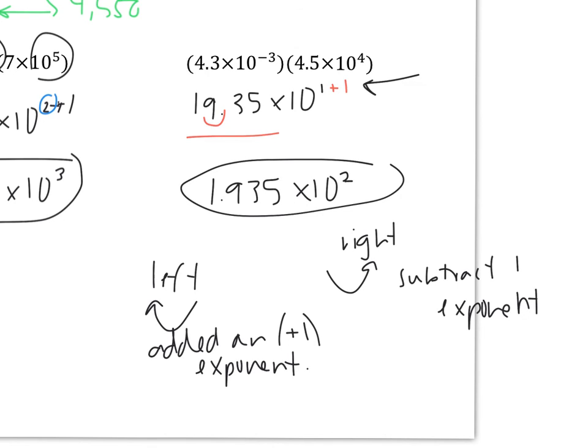And if we ever had to move the decimal over 2 places to the left, we'd add 2 to the exponent, or 2 places to the right, we'd have to subtract 2 from the exponent. So we'll look at a few more examples and different types when we also look at dividing with scientific notation.